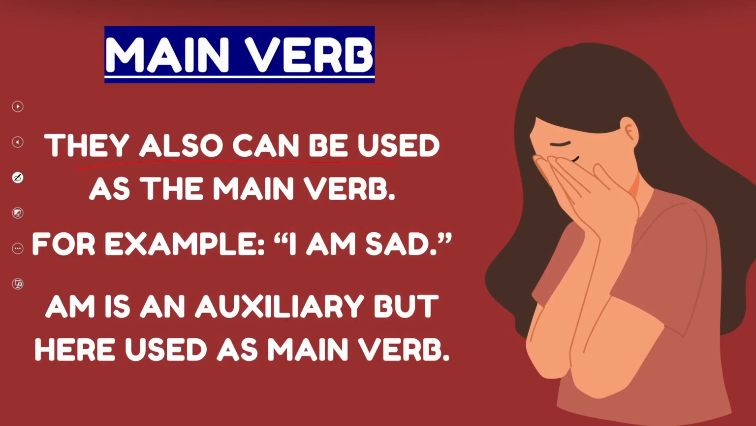They also can be used as the main verb. For example, I am sad. Here, am is actually our auxiliary verb, but it is used in the place of our main verb. So, am is enough to show a state of being. Am is an auxiliary, but here used as main verb.